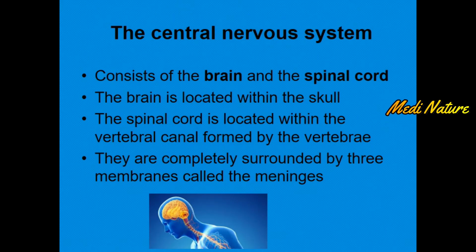The central nervous system consists of brain and the spinal cord. As we know, brain is located within the skull, and the spinal cord is located within the vertebral canal, which is formed by the vertebrae. Both brain and the spinal cord are completely surrounded by three membranes called the meninges.